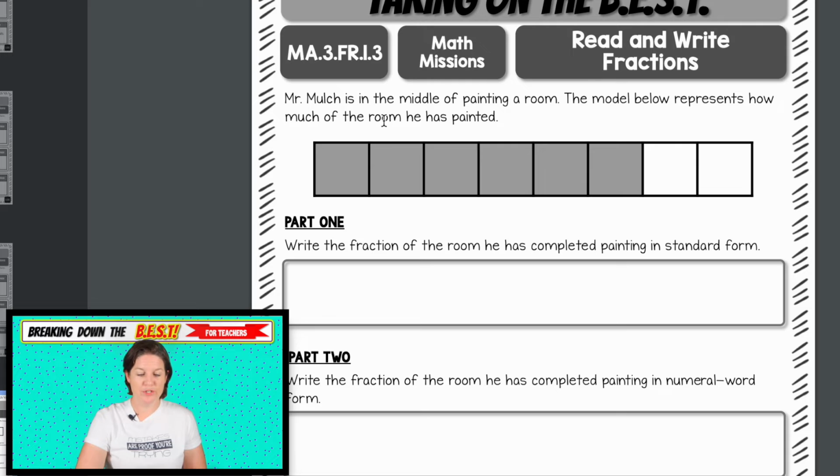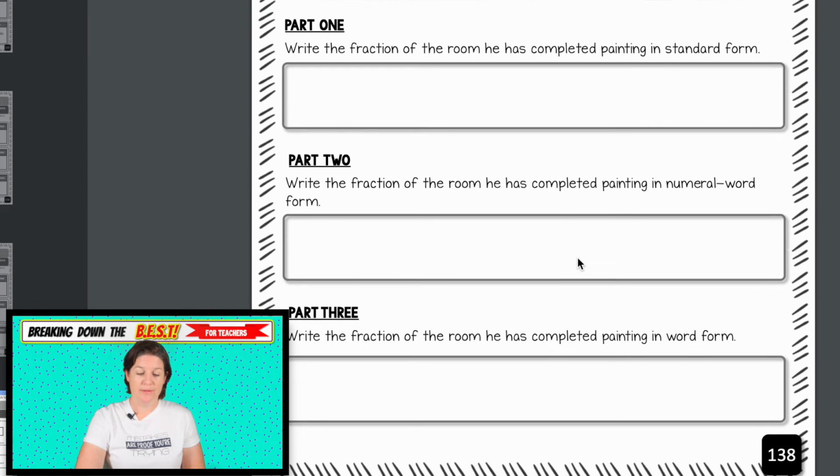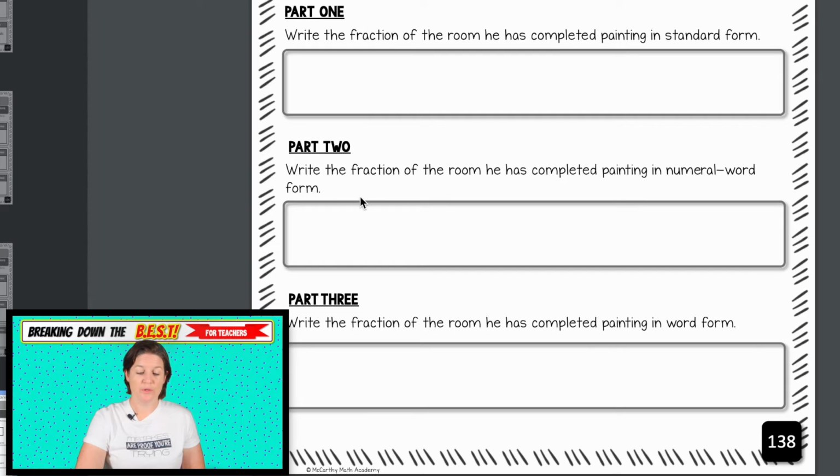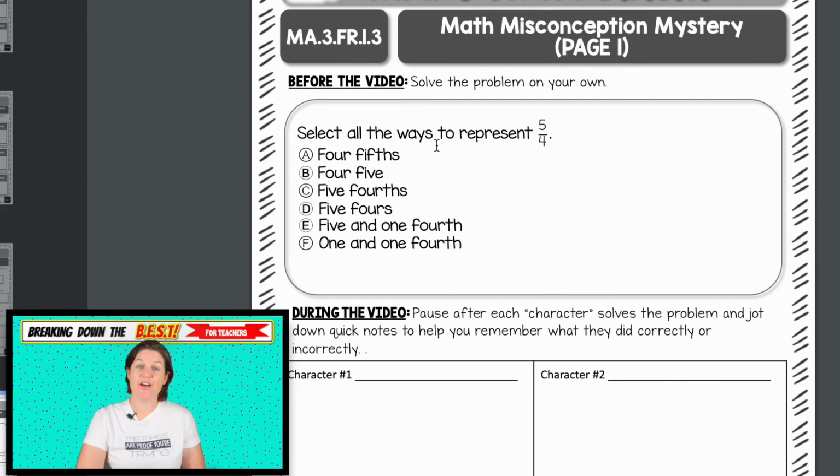It says Mr. Mulch is in the middle of painting a room. The model below represents how much of the room he has painted. Write the fraction of the room he has completed painting in standard form. Then write it in numeral word form, and finally write it in just word form. So we're incorporating everything there in a real world setting. And then this one was kind of like the other instructional task item on the standards that the Florida Department of Education provided. It says select all the ways to represent 5/4.